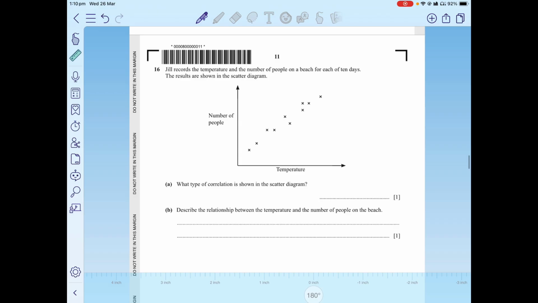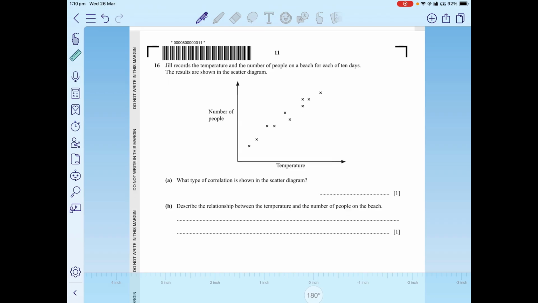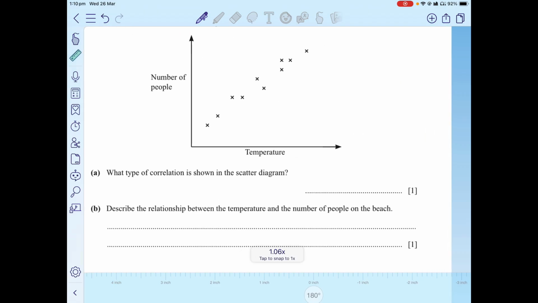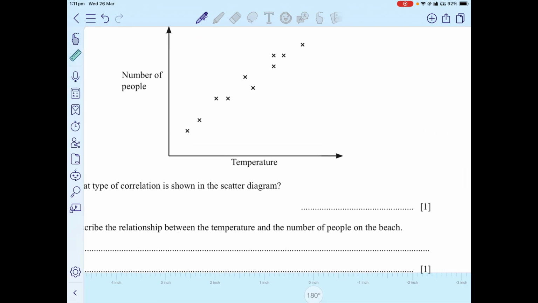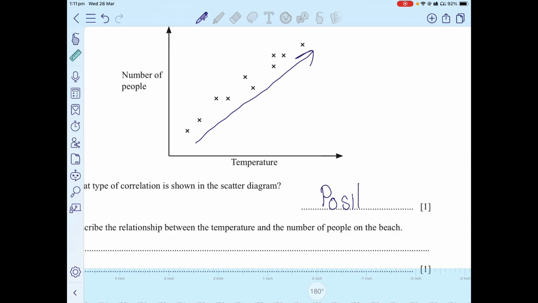Question number 16 says that Jill records the temperature and the number of people on the beach for 10 days. The results are shown in the scatter diagram. What type of correlation is shown in the scatter diagram? Now, in this scatter diagram, because there's a positive gradient and the values are going up, this is called a positive correlation.